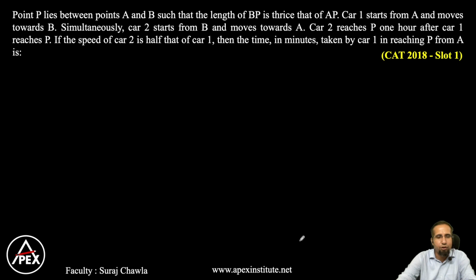Clear? Let's look at one more question here. Now, we are given that point P lies between points A and B such that BP is thrice of AP.